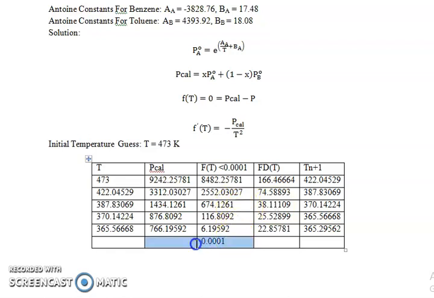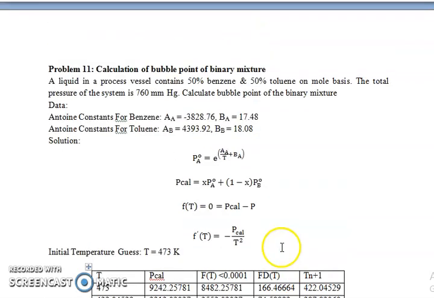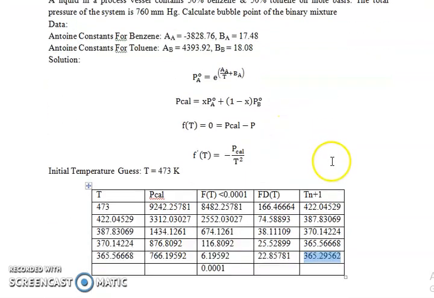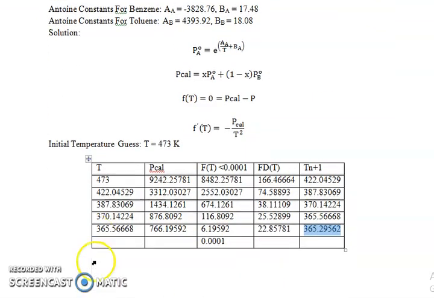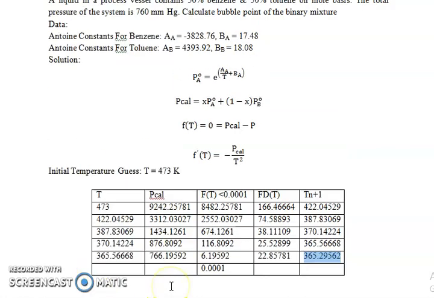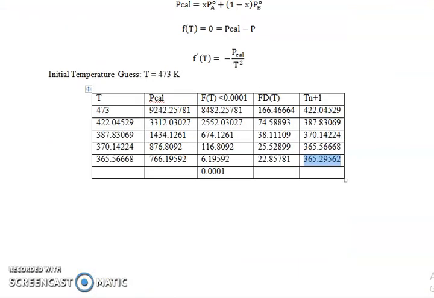When this particular value f(T) becomes 0, that will be P equal to P calculated. So at the critical position we need to calculate the temperature. This particular 365.29 would be the bubble point of that particular binary mixture. So that would be the binary mixture solution.